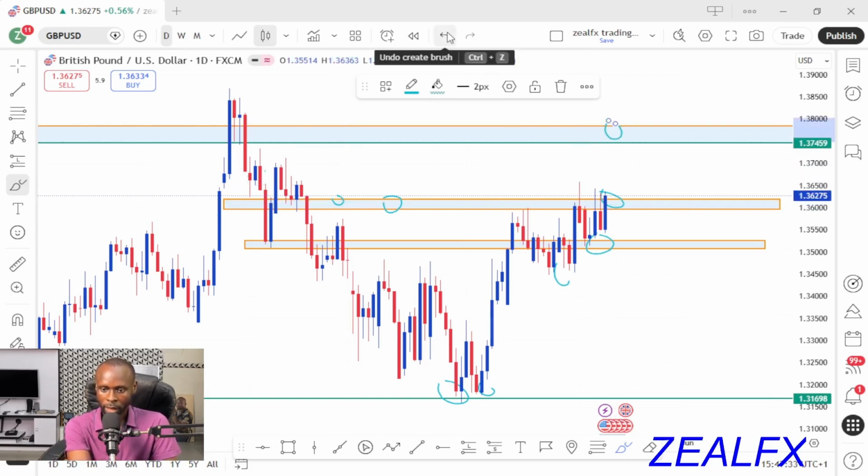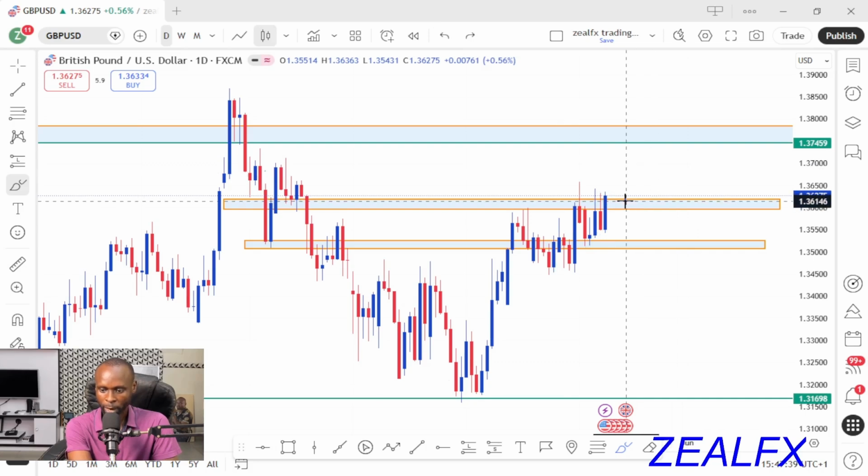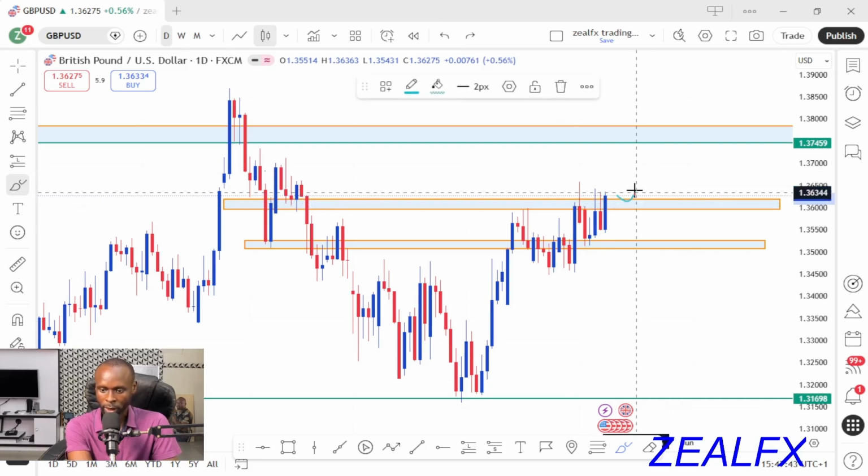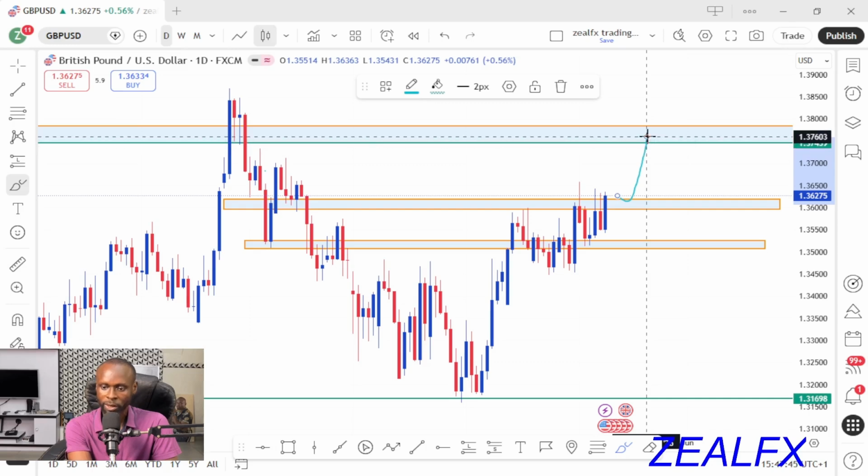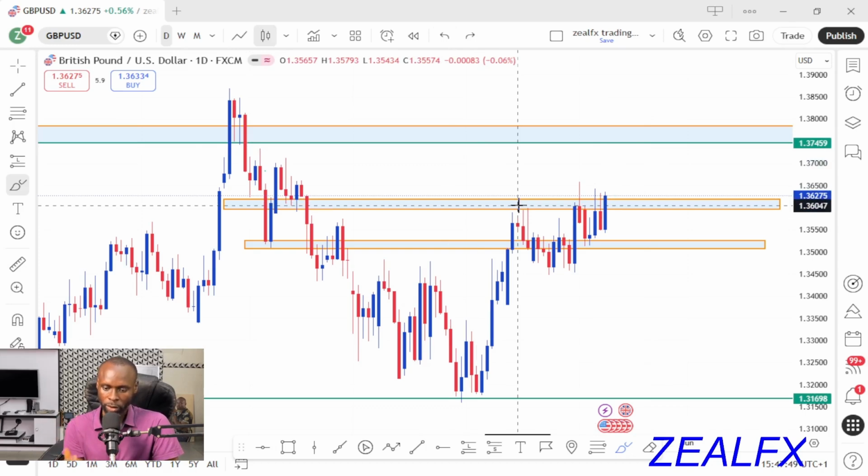So now we expect a retest of price first before we start looking for our possible buying opportunity on the Pounds USD. We expect price to retest this zone, then we can start looking for buys to this next resistance on the Pounds USD. But we can't just make this decision by jumping into this trade now. We need proper confirmation that price will continue to push higher to that resistance level.